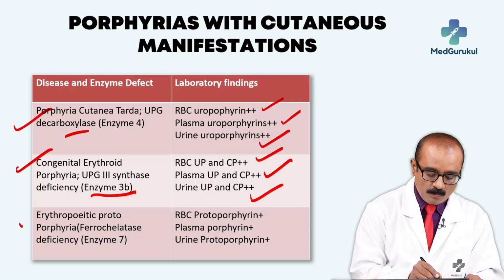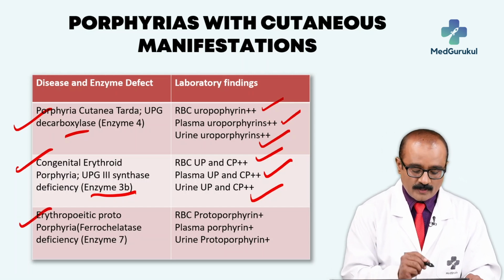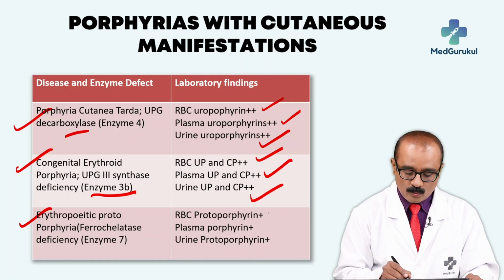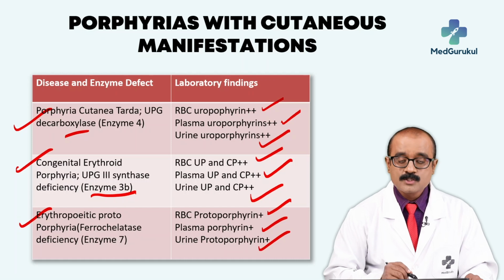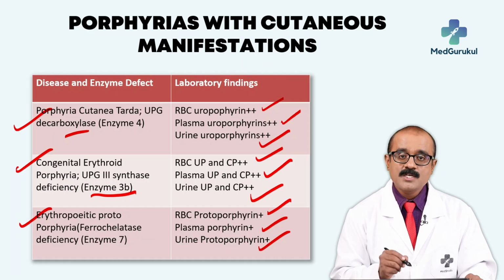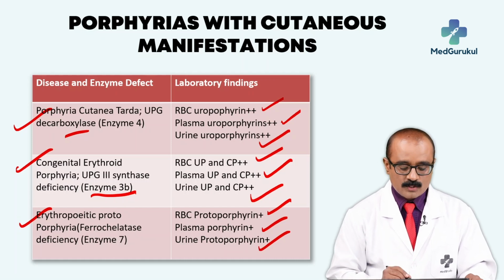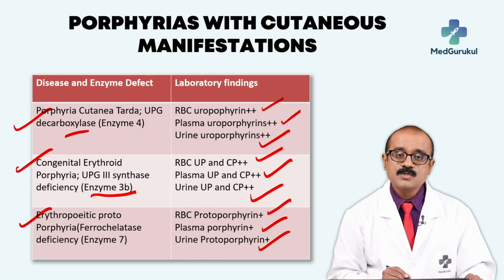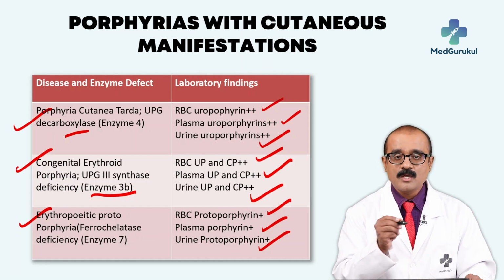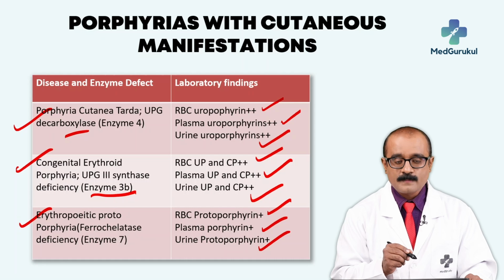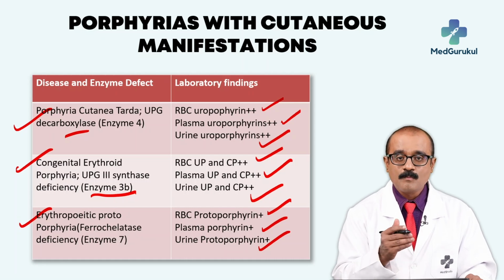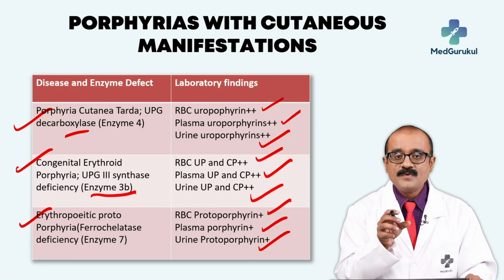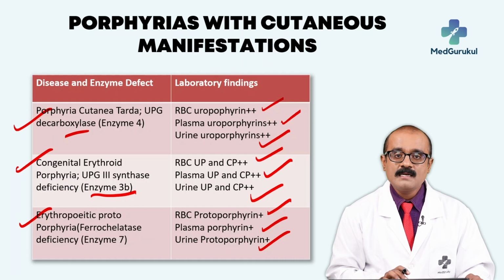The next one is erythropoietic protoporphyria. It is mainly because of the ferrochelatase defect. RBC protoporphyrin is increased, plasma protoporphyrin and urine protoporphyrin are also increased. So, because of the accumulation of porphyrins, even this erythropoietic protoporphyria can have this fluorescence. So always remember, because of the accumulation of porphyrinogens or porphyrins, there is something called photoemission, which gives that devilish appearance at night.